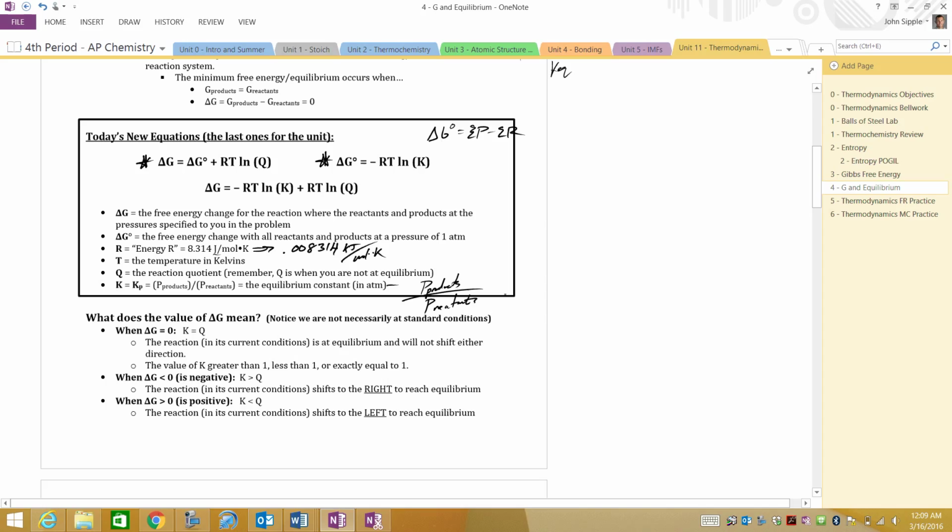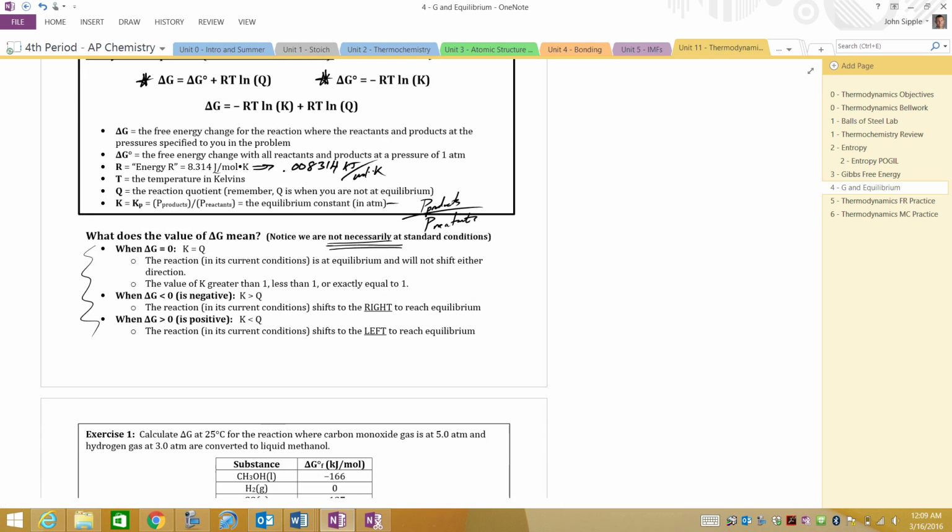So in terms of what the value for delta G means, notice you're not necessarily at standard conditions because there's not that little degree sign above the G. We'll talk about these in a little bit as well. So let's just start working problems.